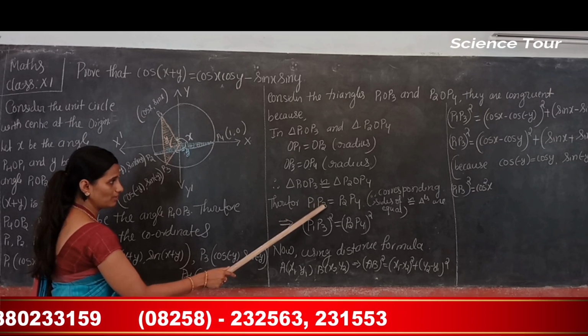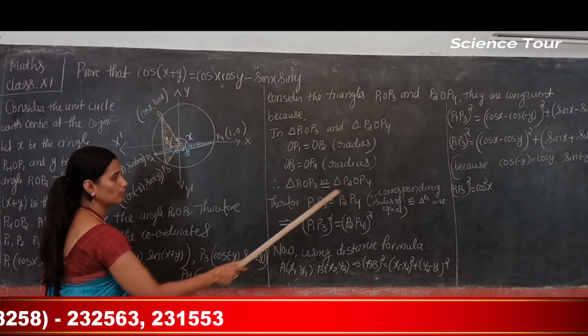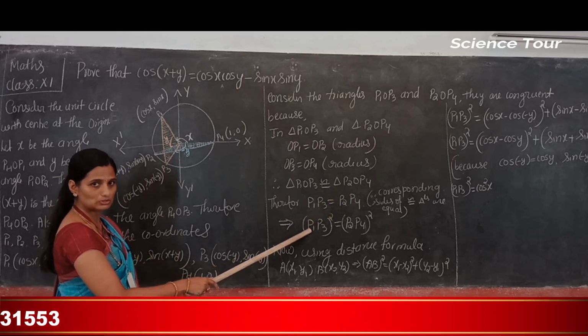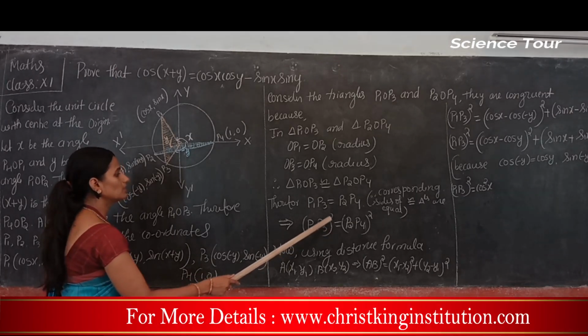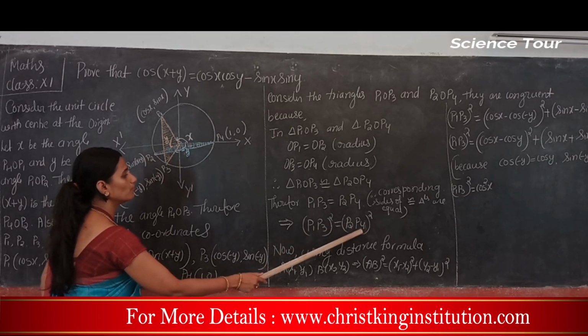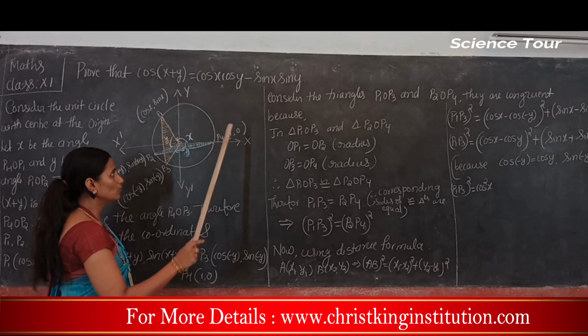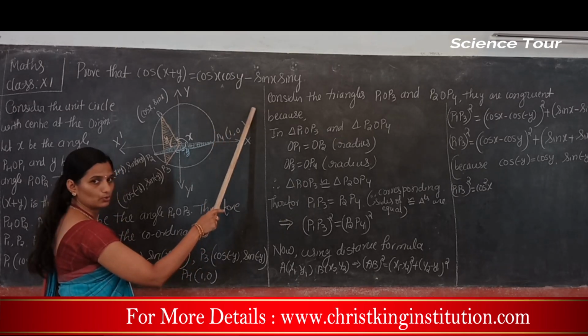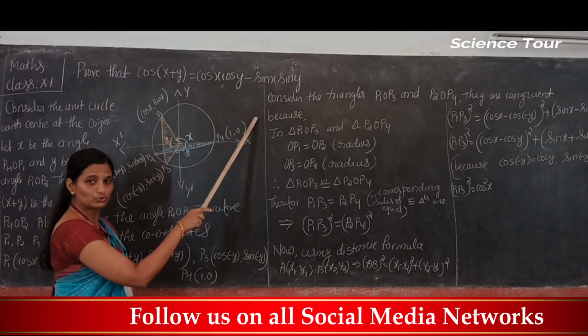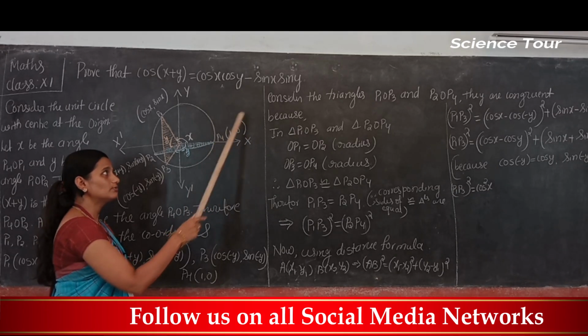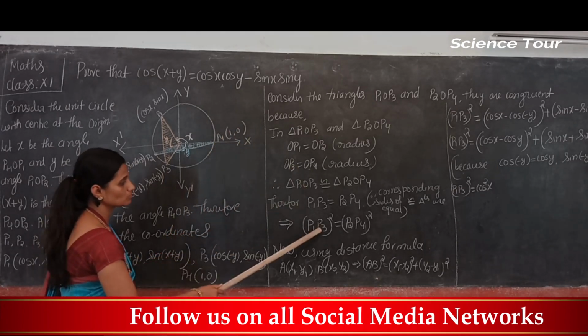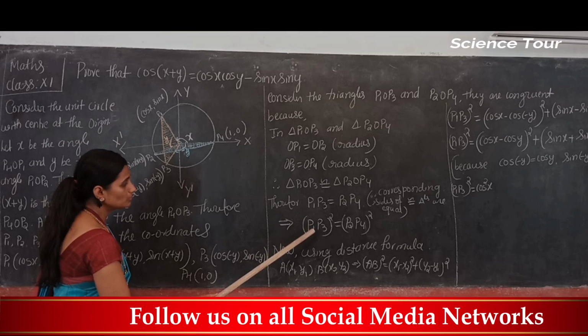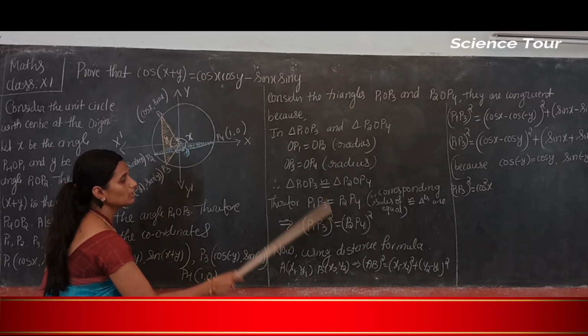Because of this, P1P3 is equal to P2P4, and we can write the squares of those two also equal. That is, P1P3 whole square is equal to P2P4 whole square, right? If 2 is equal to 2, then 2 square is also equal to 2 square, because 2 square is 4 and 2 square is 4. Now you should find out what is your P1P3 whole square.